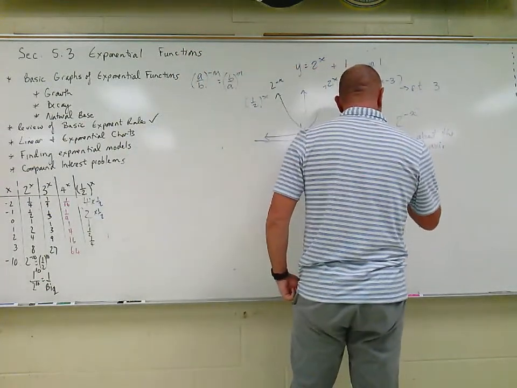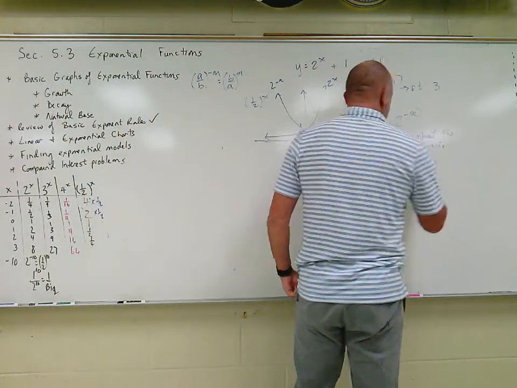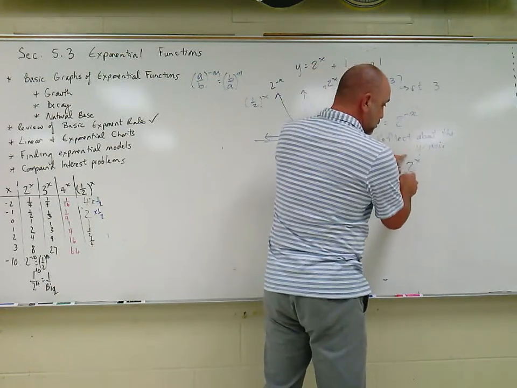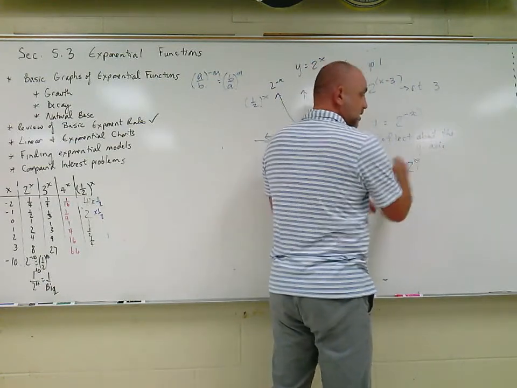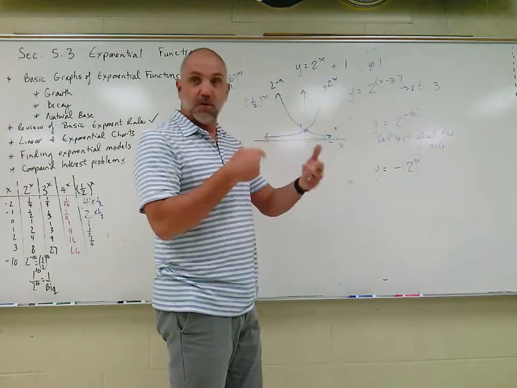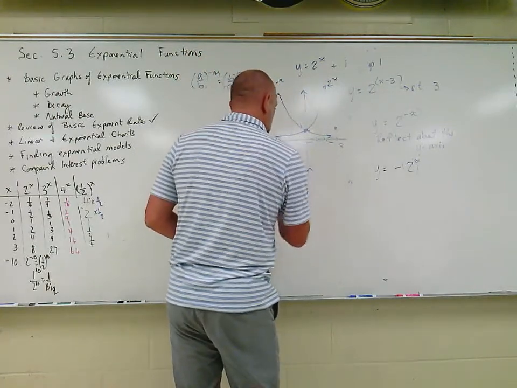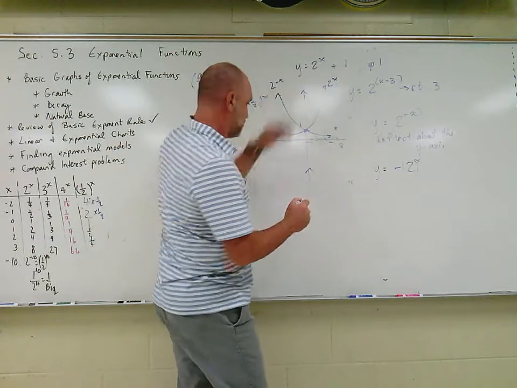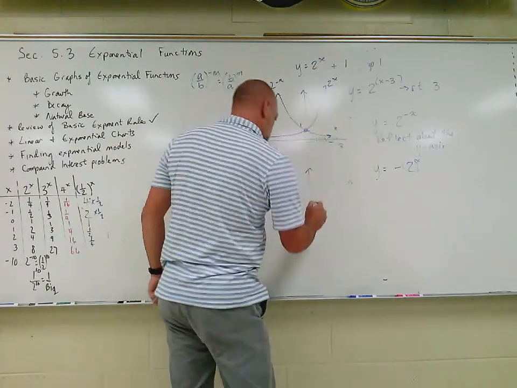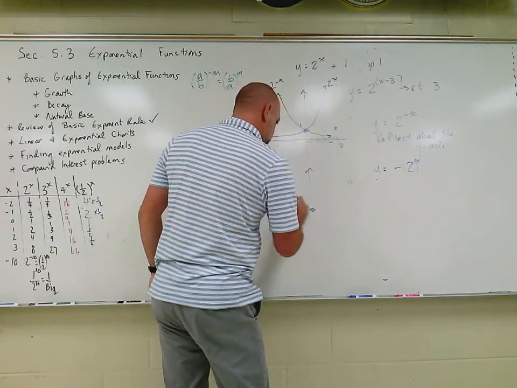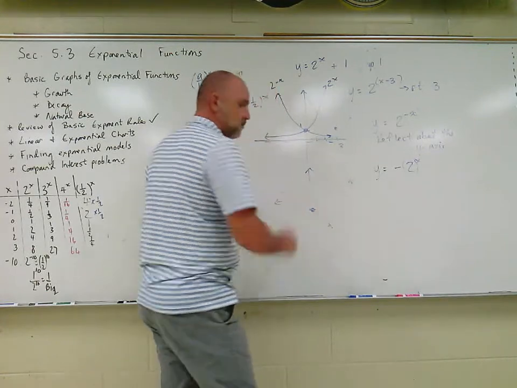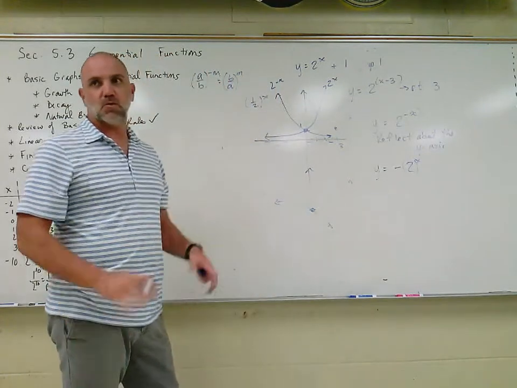What if I did this? Now this is not negative 2 to the x, this is 2 to the x and then negate. That flips it which way? Across the x. So you would take your growth, and instead of having 0, 1, it's going to have 0, negative 1, and it's going to go like that. Those are all your transformations.